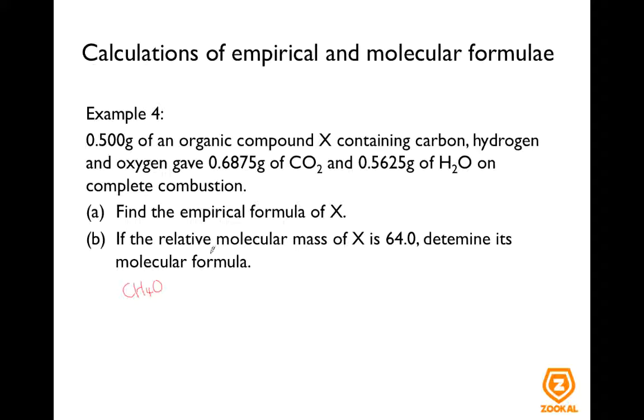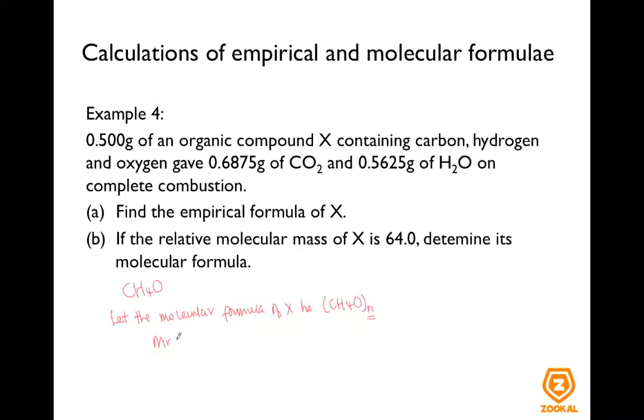Alright, so now we've gotten the empirical formula, which is CH4O, and we want to find the actual molecular formula. So we're given that the relative molecular mass of X is 64. So to start off, we let the molecular formula of X be CH4O times n. So what we're trying to find is this unknown n.